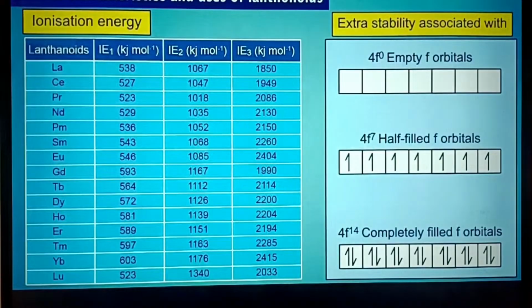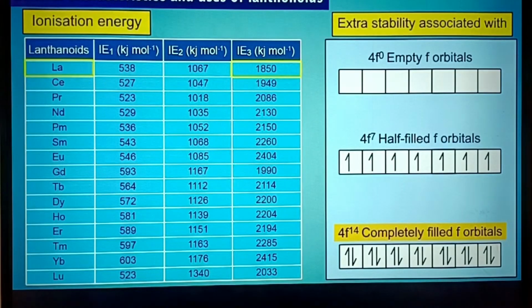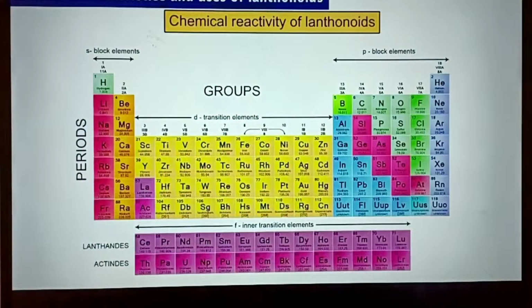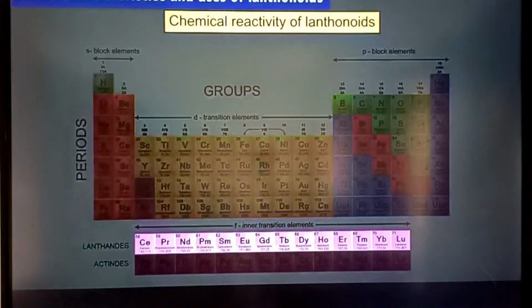The detailed study of the third ionization energy shows the extra stability associated with empty, half-filled, and completely filled orbitals of the f level. This is reflected by the abnormally low value of the third ionization enthalpies of lanthanum, gadolinium, and lutetium. Now, let us look at the chemical reactivity of these elements.